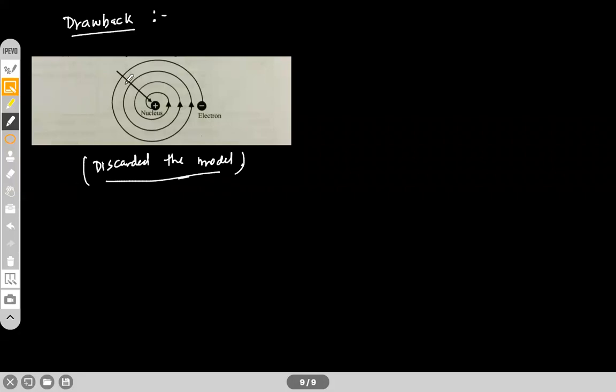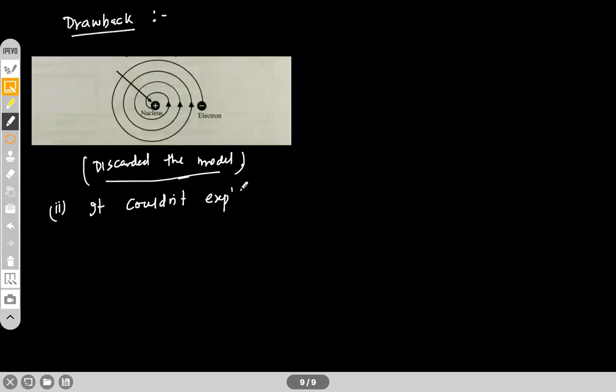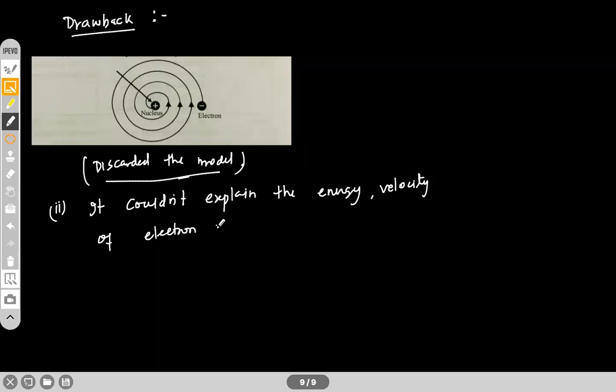The second drawback was the biggest blow for this particular theory. The second drawback is that it could not explain the energy and velocity of the electron in an atom. These are the drawbacks, hence the model was discarded later on.